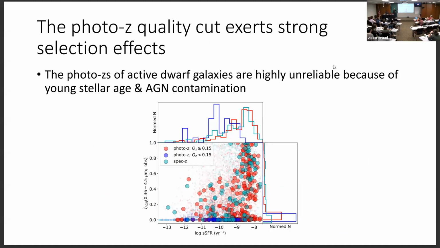So here is the result. I'm plotting the specific transformation rate versus AGN fraction, and the sign points are those with spec-zs, and they are scattered across the plane. No matter what the photo-zs are, we always keep these spec-zs. But for those only with photo-zs, we just remove them if their Q_z is large. So we remove these red points. So you can see that these criteria have exerted very strong selection effects to our sample. And this is for the photo-z only.